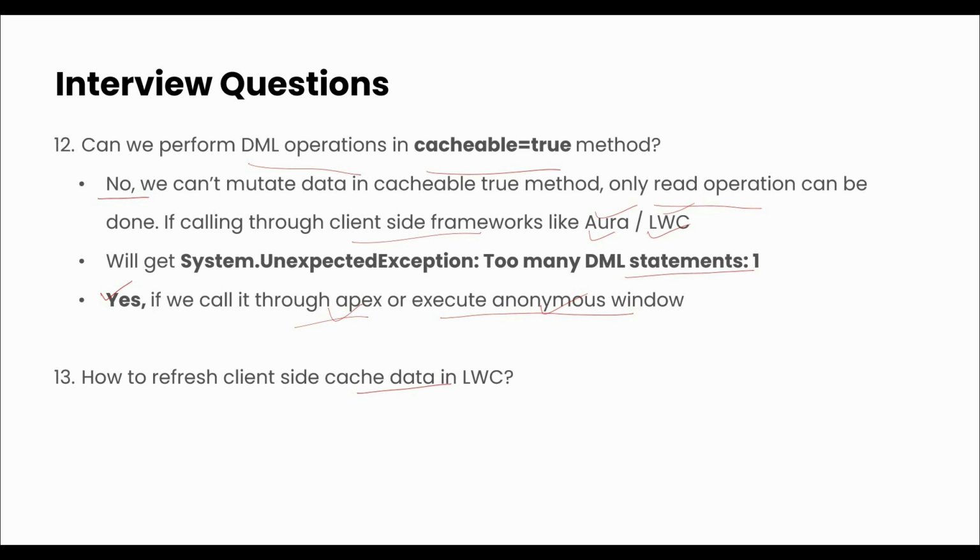Okay. Next question is how to refresh client-side cache data in LWC. As discussed, if we use a wire decorator to read data, then our data will be stored in the client-side cache. And for subsequent requests, we will get data from the cache only. Now let's say those records have been changed at the server side, but in our cache we still have the old records. And if we try to get those records again, then also we will get older records because the framework will return data from the cache only, right? Now the question is how we can avoid this problem or how we can refresh the client-side cache. In that case, either we can use the refreshApex method or we can use the notifyRecordUpdateAvailable method. We'll explain more about these methods in coming videos.